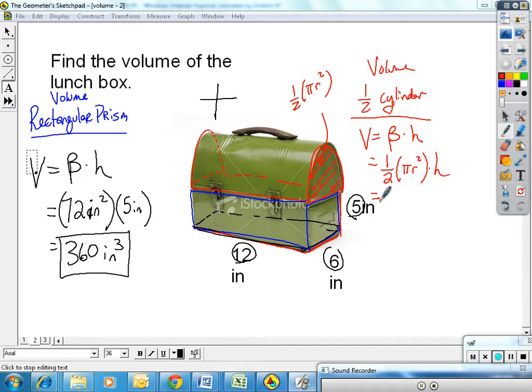A nice way to prepare yourself for physics and some of the science classes is to get practice writing out the formula and plugging in your values later. So here we go. Now let's plug in the values.